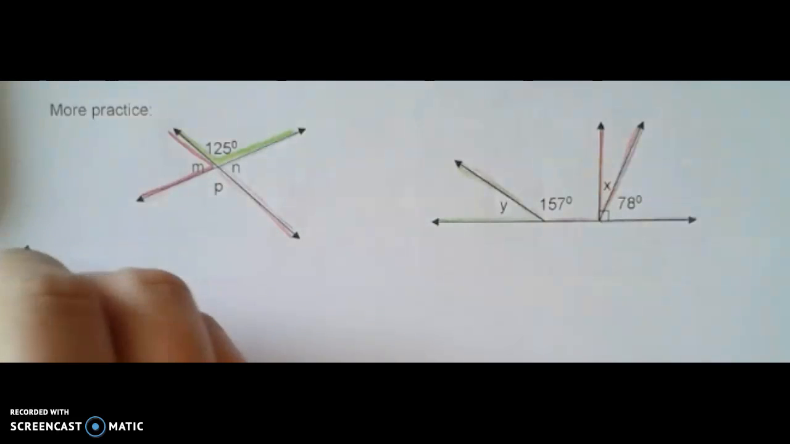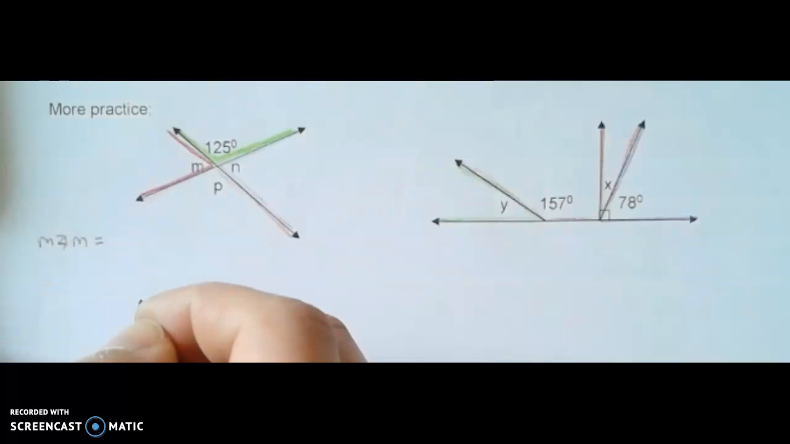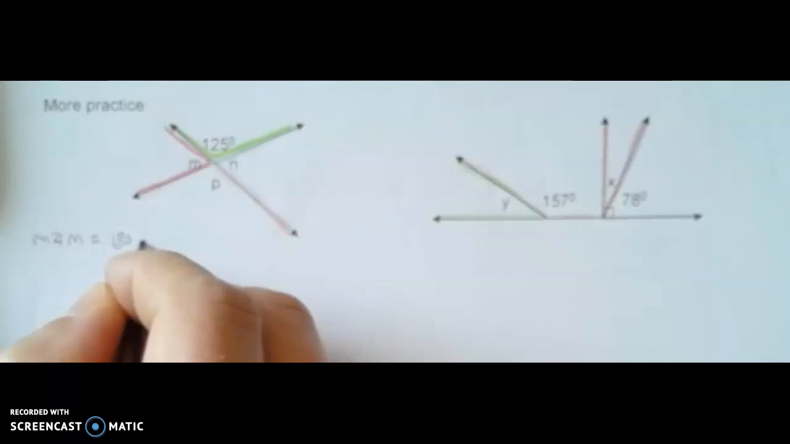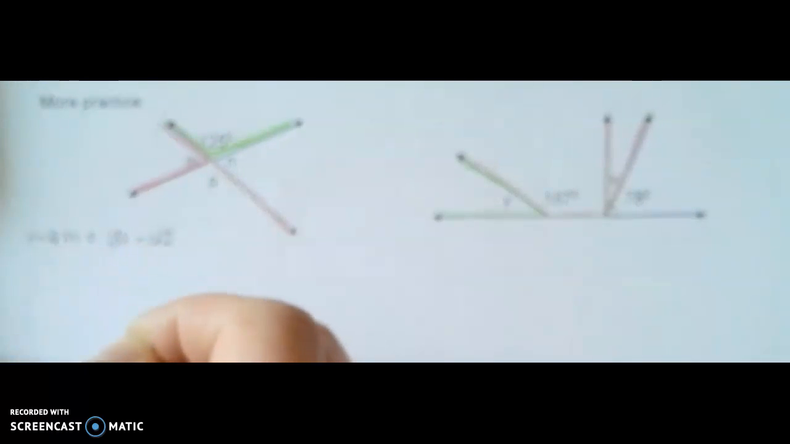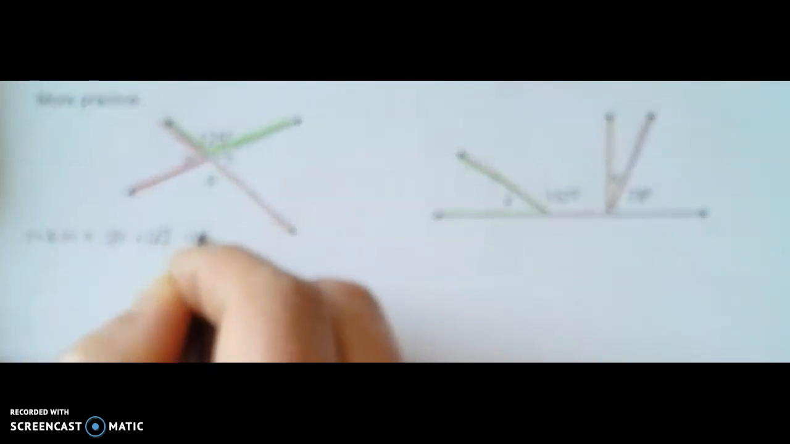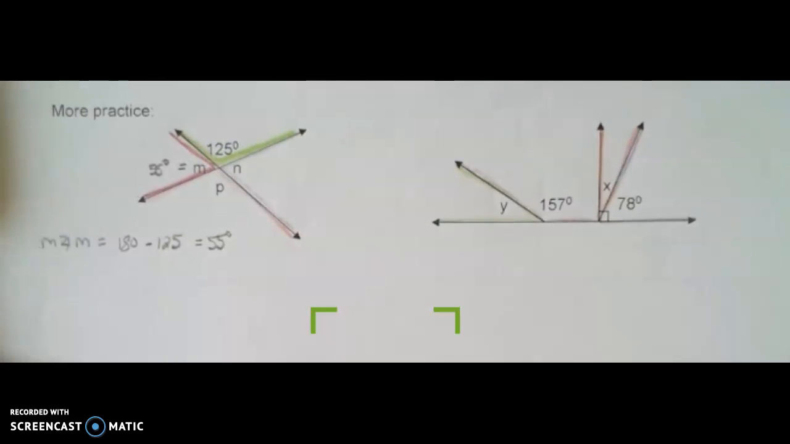So to get the measure of angle M, what we're going to have to do is take 180 degrees, because they formed a straight angle, and subtract off the 125-degree angle. When you do that math, 180 minus 125 leaves you with 55 degrees. So angle M must be a 55-degree angle.